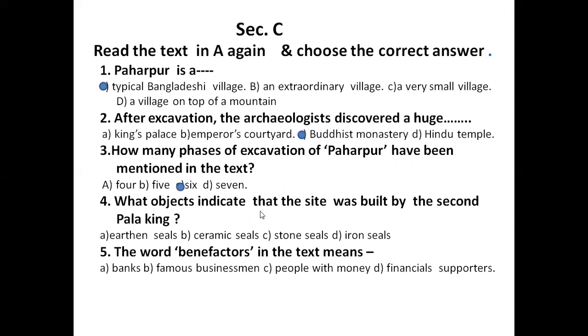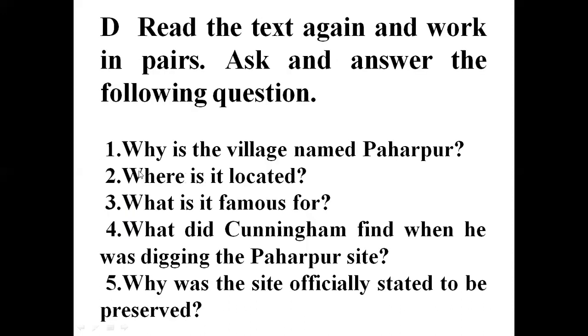Number 4, what objects indicate that the site was built by the second Pala king? Earthen seals, ceramic seals, stone seals, and iron seals. It will be earthen seals. Number 5, the word benefactors in the text means banks, famous businessmen, people with money, and financial supporters. Benefactors means financial supporters. Okay, it's done. Next, moving to our next activity.